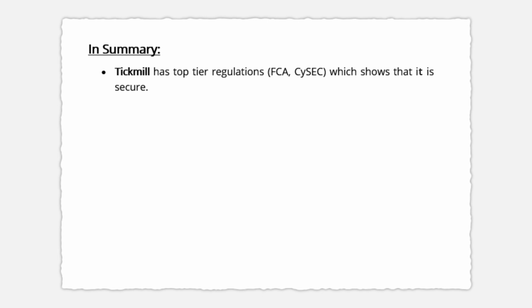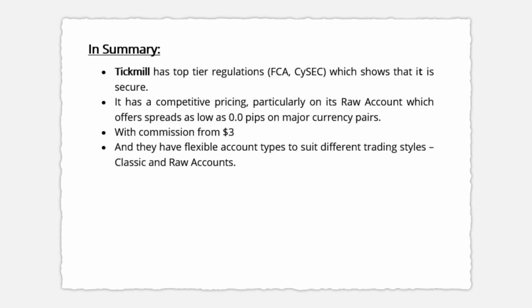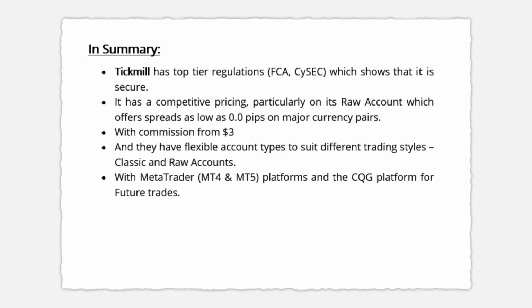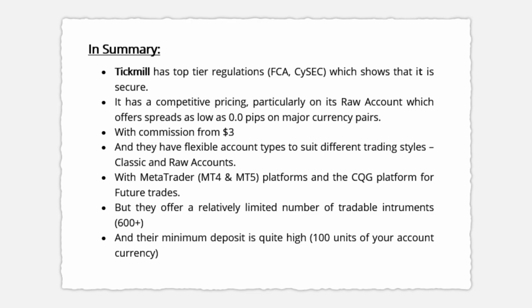In summary, Tickmill has top-tier regulation which shows that it is secure. It has competitive pricing, particularly on its raw account, which offers spreads as low as 0.0 pips on major currency pairs and commission from $3. They have two account types with the MetaTrader platforms and the CQG platform for futures trades, but they offer a relatively limited number of tradable instruments and their minimum deposit is quite high.